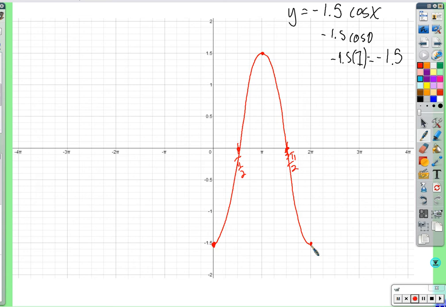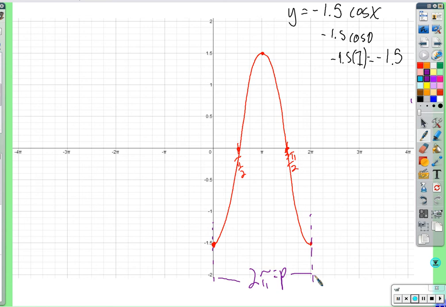Okay. So how big is the period of this function, negative 1.5 cosine x? How big is the period? 2 pi. It's 2 pi. No different than the other ones. Are they always going to be 2 pi? No, they're not. So next, we'll talk about how that would change. So that's the period for this one. It's the period for all the ones we've done so far.